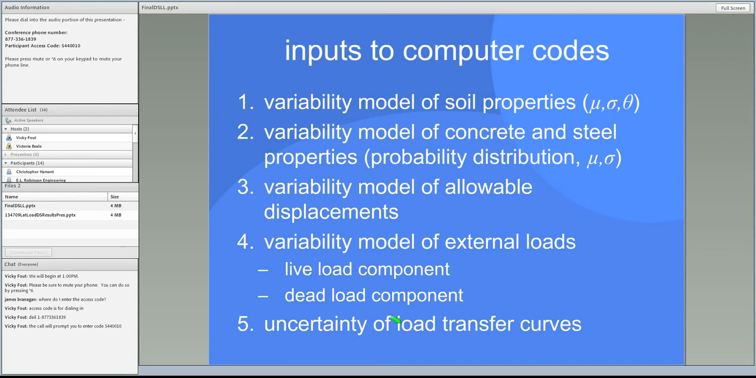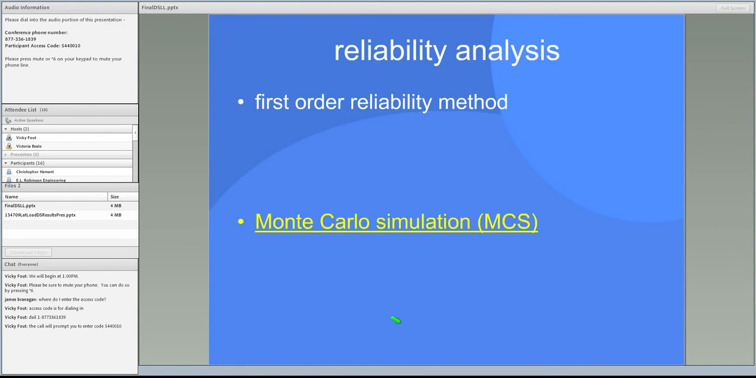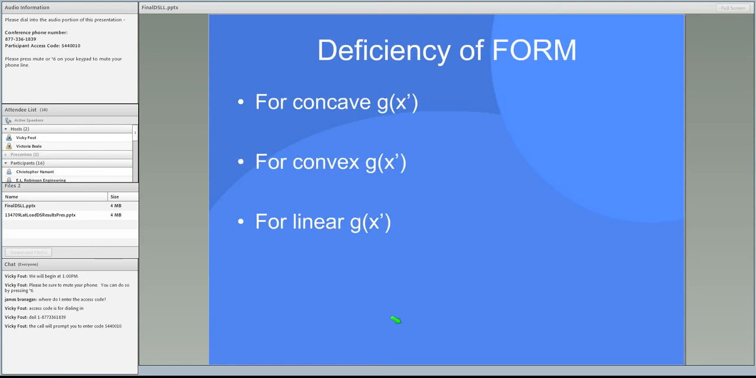The first order reliability method will approximate the limit state function using the first order Taylor expansion. As a result, for the concave limit state function, the first order reliability method would underestimate the failure probability, and for the convex one, because this limit state function is convex towards the origin of the coordinate, it will overestimate the failure probability. As a result, we use Monte Carlo simulation.